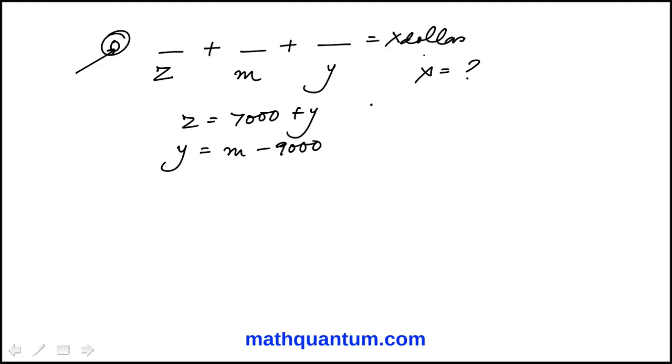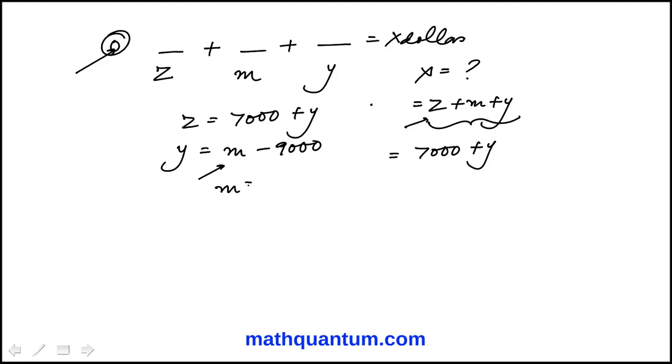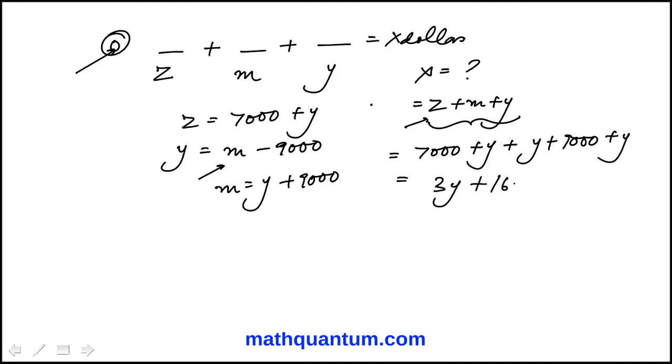So I'm going to actually write down X in terms of Z, M, and Y because eventually I need to reduce it to these variables. In fact, I might even simplify this. It depends on the question. So here Z I have in terms of Y, 7,000 plus Y, and then I can write M in terms of Y. M is Y plus 9,000. So I'm really writing everything in terms of Y. And you'll see that this reduces to 3Y plus 16,000 is equal to what? So it's really about, can I find Y?